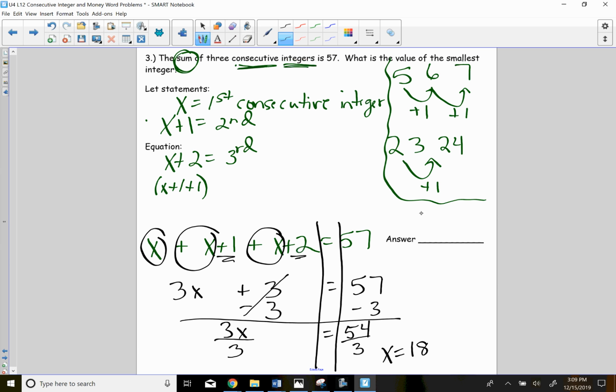So if I go back to my let statements, x was the first one, we know that x is 18. So the second one is now not x, it's 18 plus 1 more, that's 19. And then 1 more after 19 would be 20. Okay, if you think about it, 18 and 2 makes 20. So my 3 consecutive integers were 18, 19, and 20. The question is asking what's the value of the smallest one? The smallest one is 18.